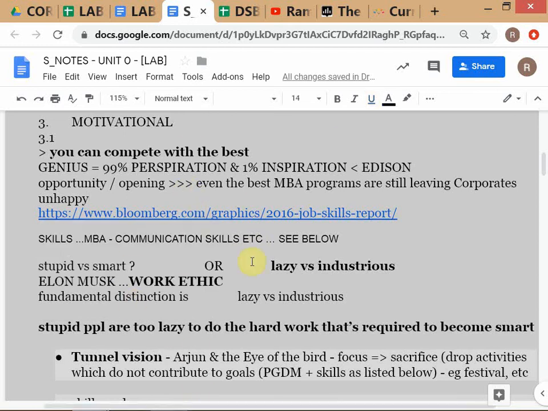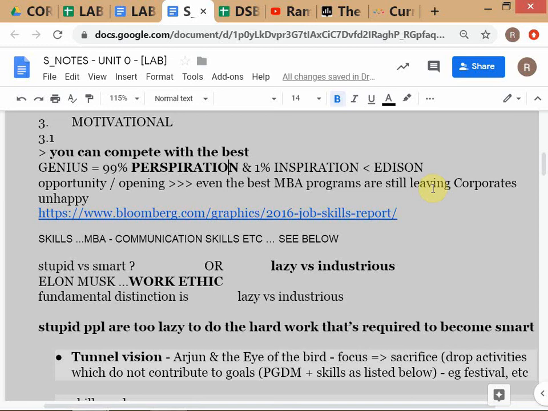The main message here is the perspiration part. You guys are familiar with this quotation? Genius is 99% perspiration. This is from Thomas Alva Edison, who failed 1,000 times to invent the electric bulb, but eventually he got it. A very famous inventor, very brilliant guy. He used to say that he uses his body to carry his brain around. Just imagine that even he says that genius is 99% perspiration.